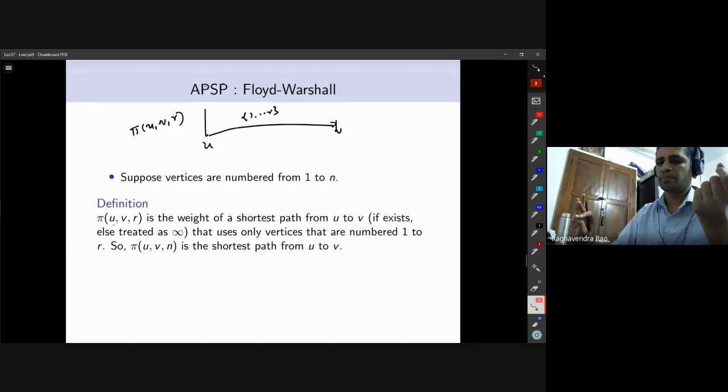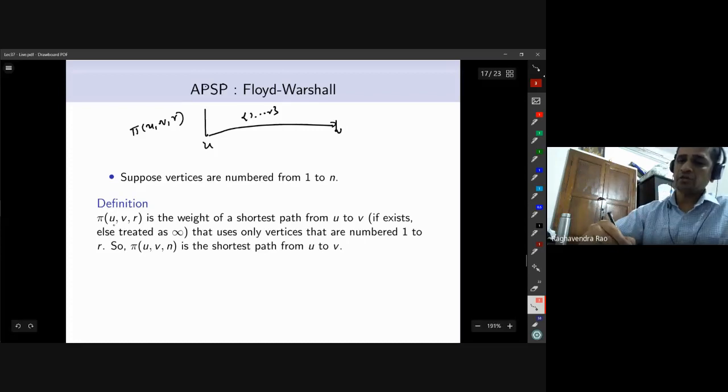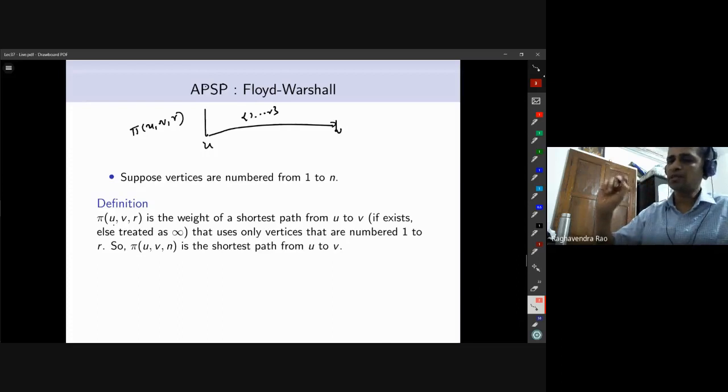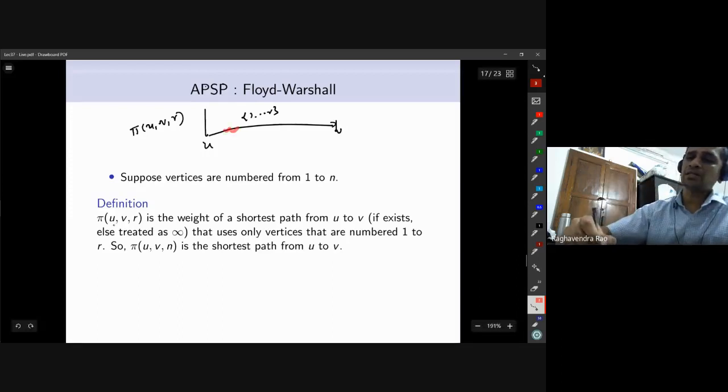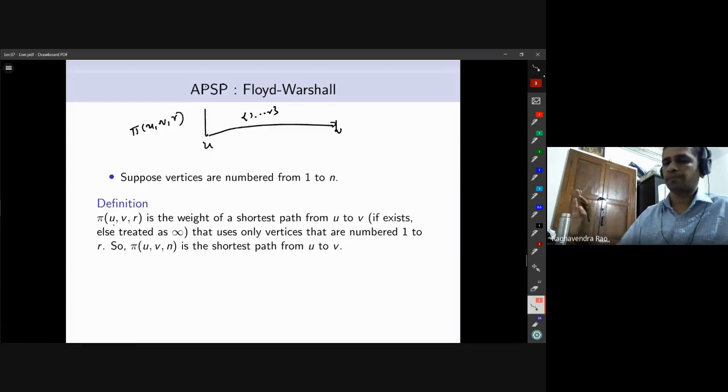Is the notation clear? The only thing is we have a restriction. So pi u v r has a restriction that you're looking at the shortest path where all intermediate vertices will be from 1 to r. Nothing else.